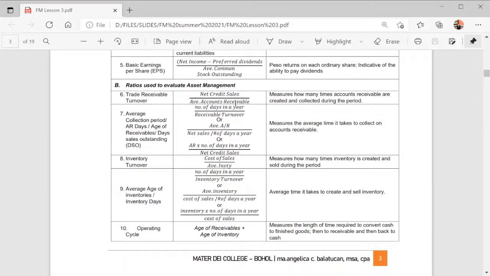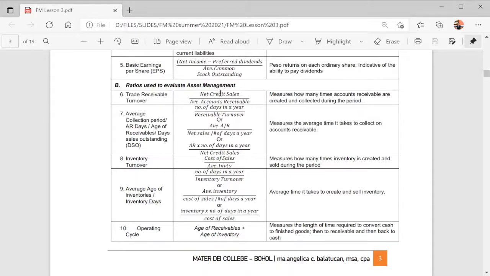And how do we get the average? One way is to add the beginning balance and the ending balance, so beginning AR and ending AR, and divide it by 2. In some books, they just prefer to use the ending balances. So it's either based on ending balance or based on average balance.